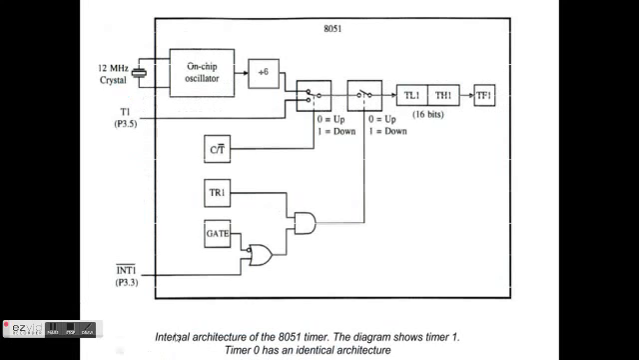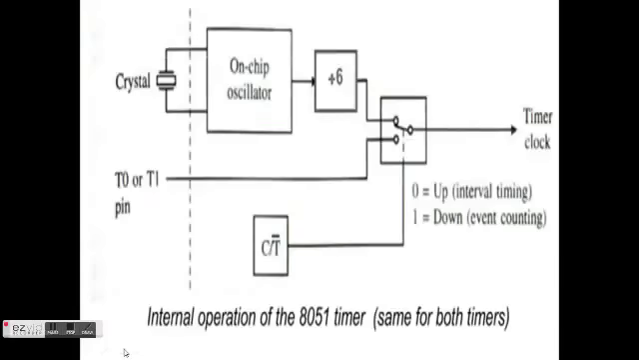This is the internal architecture of the 8051 timer. The diagram shows that timer 1 and timer 0 have an identical architecture, and here we can see the internal operation of the 8051 timer: the T0 or T1 pin, the timer clock, the interval timing or the event counting, and the toggle mode between the two, counting and timer.